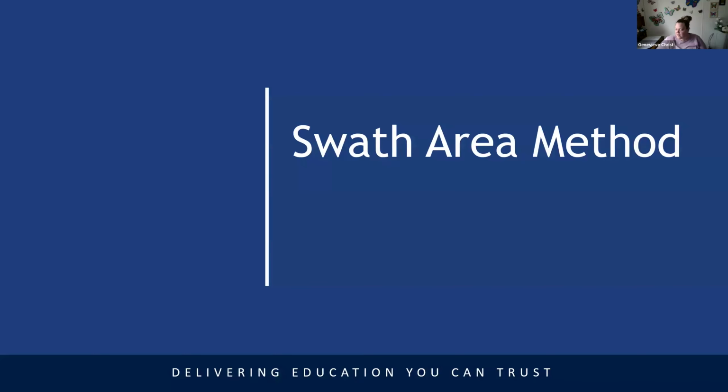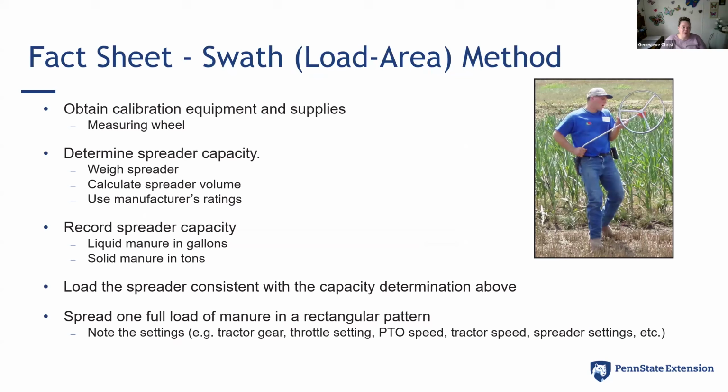So we're going to get into the swath area method. The swath or load area method requires a little bit less equipment. All you need is a measuring wheel, but you do have to determine the spreader capacity first. And it does, I think, take a little bit more time too. So we need to determine the spreader capacity.